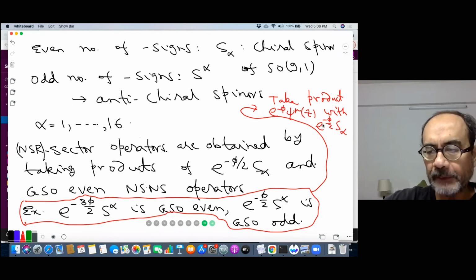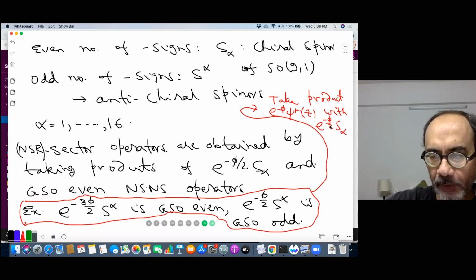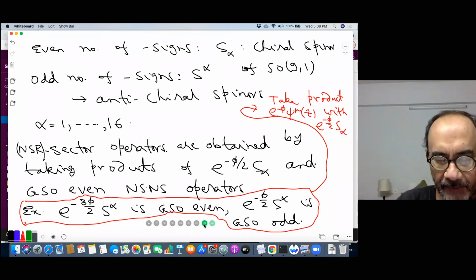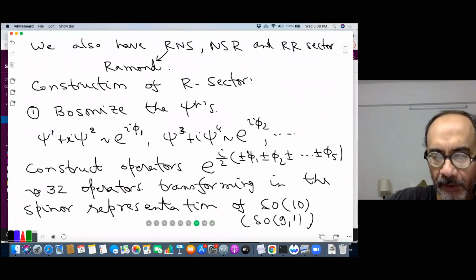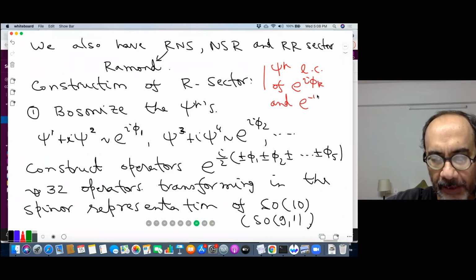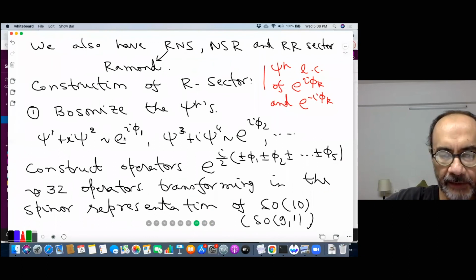To take the product of these two, e to the minus 3 phi by 2, and e to the minus phi becomes e to the minus 3 phi by 2. Now we have to ask what about S alpha psi mu? S alpha, if you remember, has e to the plus or minus i phi by 2 structure, and there is an even number of minus signs. A given psi is a linear combination of e to the i phi k and e to the minus i phi k. You can write it that way, right?